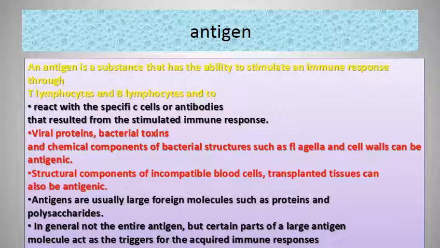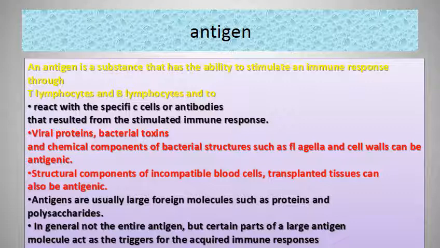Okay, so it is a substance which has the ability to stimulate an immune response through the T lymphocytes and the B lymphocytes. And after that it has the ability to react with the antibodies that have resulted from this stimulated immune response. So the antigen is the one that has the ability to stimulate an immune response through these lymphocytes. Now here, what are the antigens?